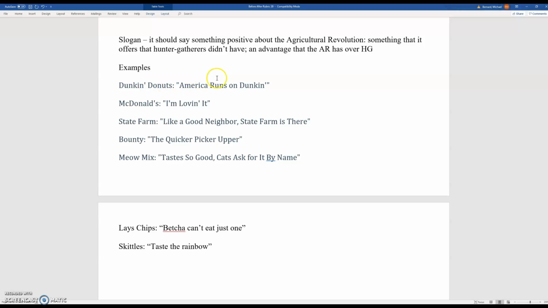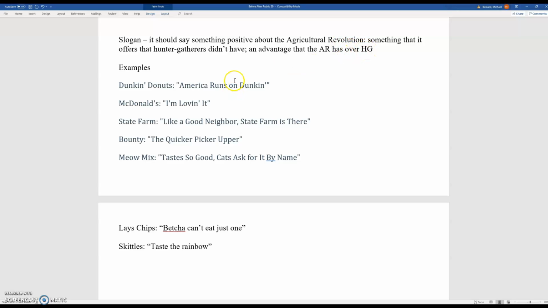Dunkin' Donuts slogan, America runs on Dunkin'. McDonald's, I'm loving it. State Farm, like a good neighbor. Bounty, the quicker picker-upper, and so on and so on. Now, there's a little definition of a slogan at the top here. A slogan should say something positive about the agricultural revolution, because your slogan is trying to sell people to try the agricultural revolution. So, it needs to say something positive about the agricultural revolution, something that offers that hunter-gatherers didn't have in their culture, or an advantage that the AR, meaning agricultural revolution, has over HG, hunter-gatherers.